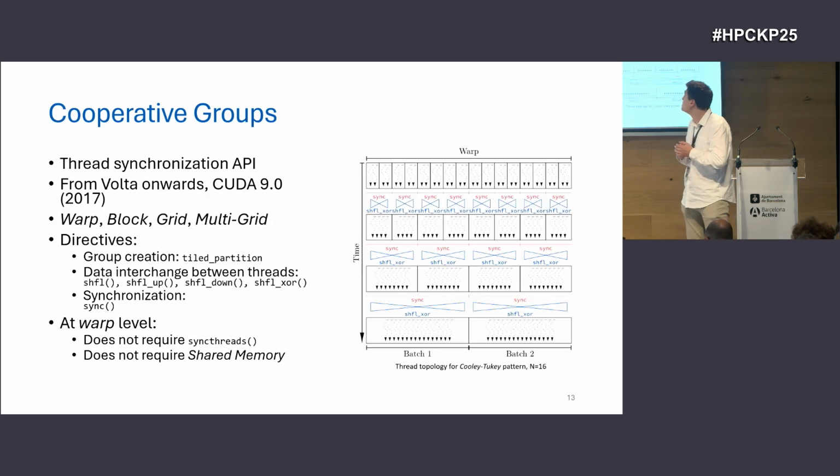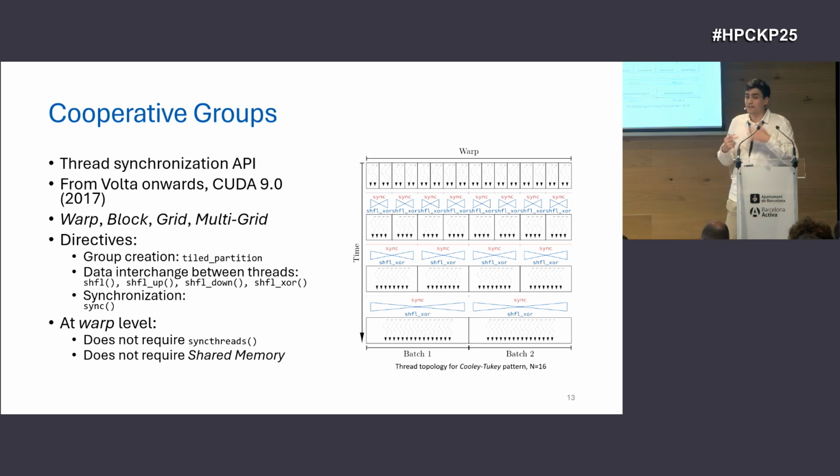So to solve this, we used the cooperative groups API, which is NVIDIA's own thread synchronization API, introduced from the Volta architecture onwards, and CUDA 9.0 back in 2017, which was a while ago. This API allows us to do these data communications on the warp, block, grid, and multi-grid levels, essentially all of the levels of the hierarchy. We have directives for group creation, like tile partition, but there are many more. It's just the one that I used in this example. We have operations for data interchange between threads, such as shuffle operations, and finally synchronization from that group.